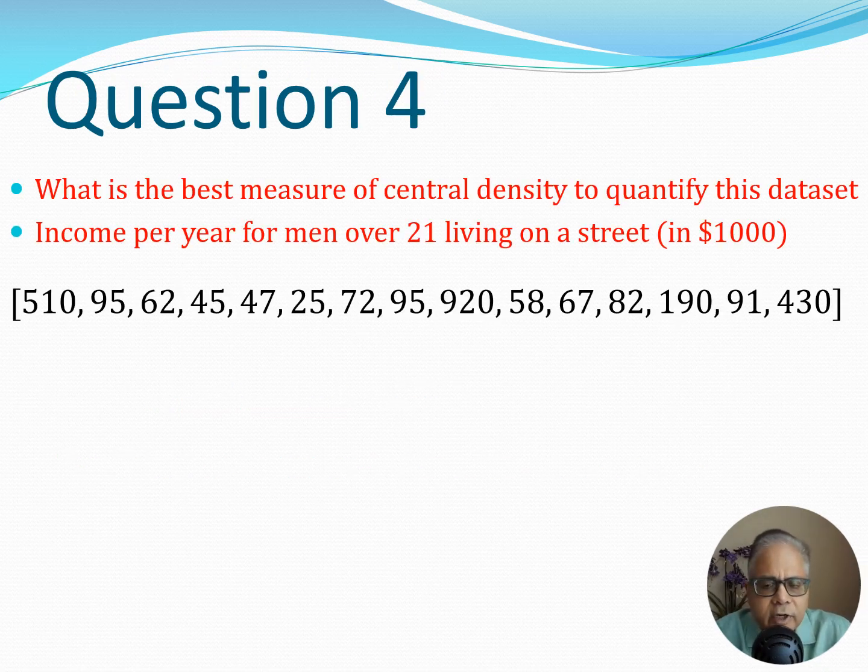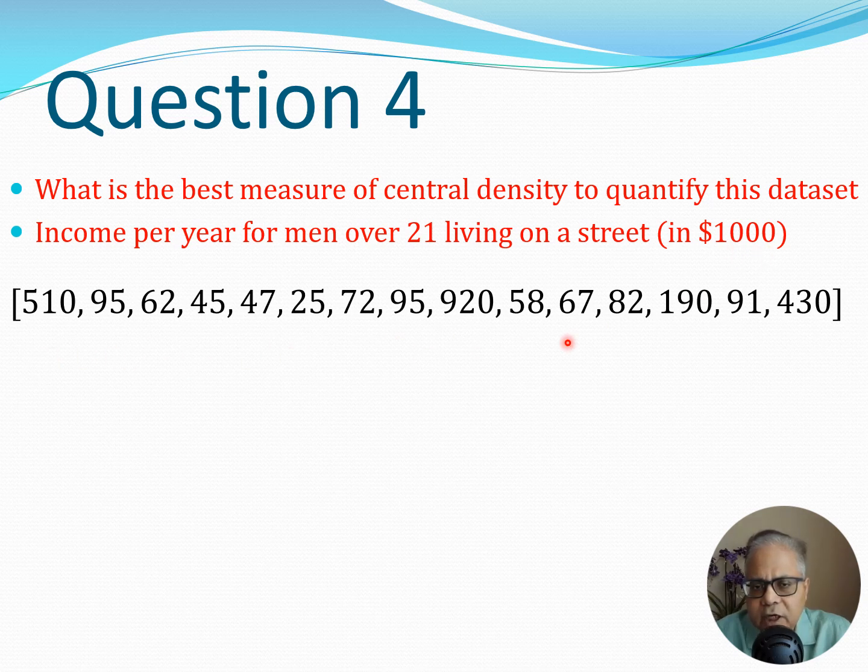Now let's look at some important concepts related to central measures. Generally we have these measures known as the mean, median, and mode. So I'm going to give you three problems in which three different measures are probably the best measures. In this case, the question is what is the best measure of central tendency to quantify this particular data set? The data set is income per year for men who are more than age 21 living on a particular street. Let us say this income is given in $1,000.